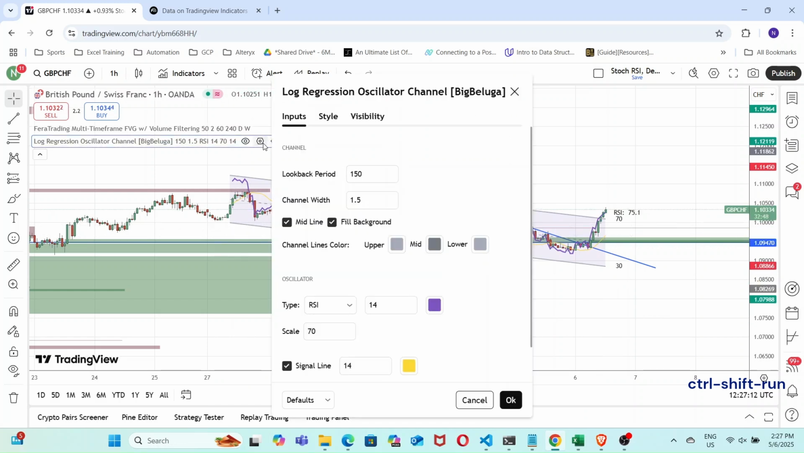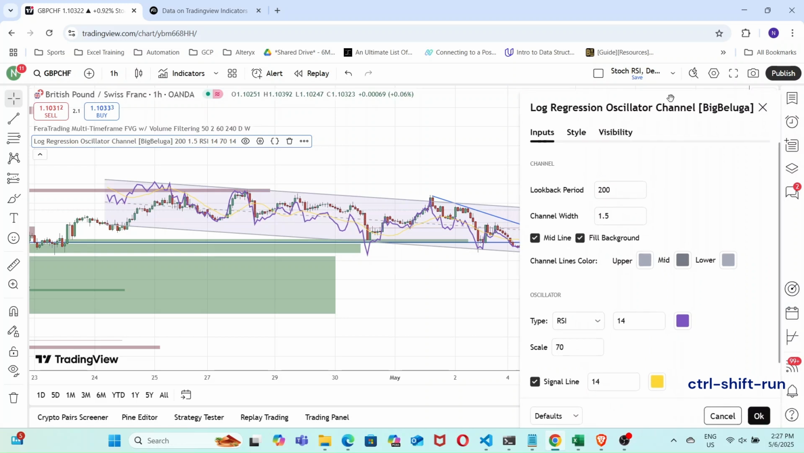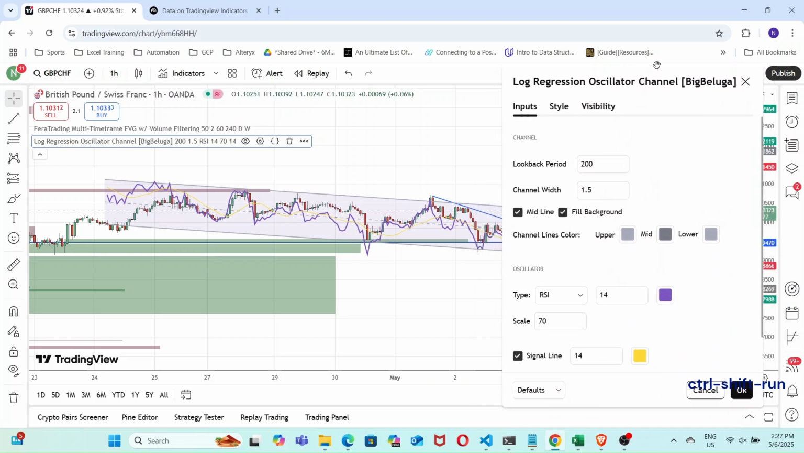Let's look at the settings of the log regression with oscillator indicator. First, you have the lookback period. The indicator calculates a regression line based on a lookback period you set, 150 bars by default. This line forms the midline of our channel, which you can choose to display or hide. If you want to trade based on shorter-term trends, reduce the lookback period to 100 for example, or if you want longer-term trends, increase the lookback period to 200.